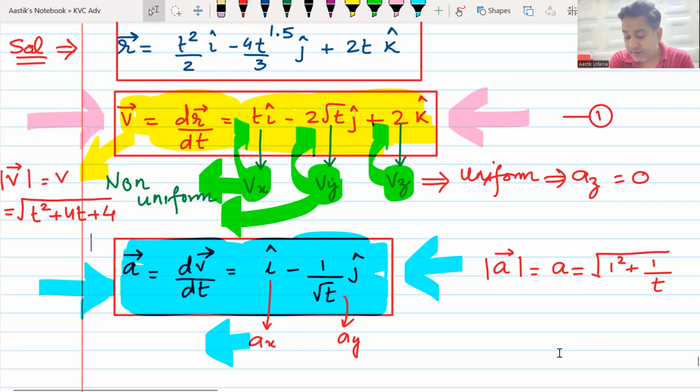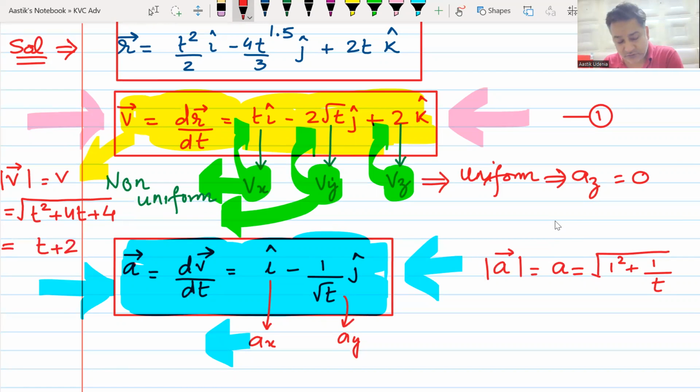Okay. Now, you can write this magnitude of velocity as root of t square plus 4t plus 4. This is t plus 2 whole square. So you can simply write it as root over t plus 2 whole square, which is t plus 2. Yes or no? Yes, sir. All of us understand this magnitude of velocity. Please raise your hands. Magnitude of velocity is t plus 2.